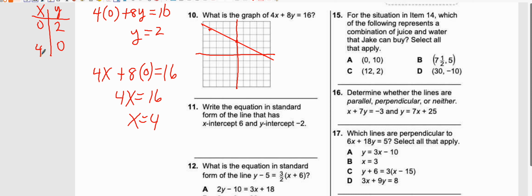Whether you do it by showing intercepts or changing it to slope intercept, I'm okay with either, as long as you do it somehow and don't just slap a line up there. You've gotta show me some work. Show me how you did it.